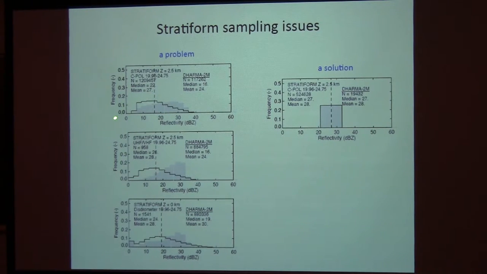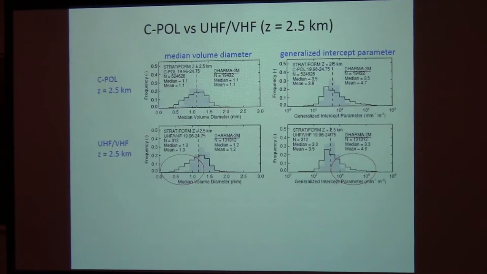Here's our model stratiform area and our observed stratiform area, even from C-pole. I don't have time to go into why we think there are some differences here, but suffice to say that when we see these reflectivity differences, we don't want to directly compare D-naught, because maybe we're comparing structurally different things. So a solution is to try to choose structurally similar areas within the stratiform area by choosing a uniform distribution of reflectivity within the stratiform area. This allows us to essentially compare dissimilar measurements when we don't have robust sampling.